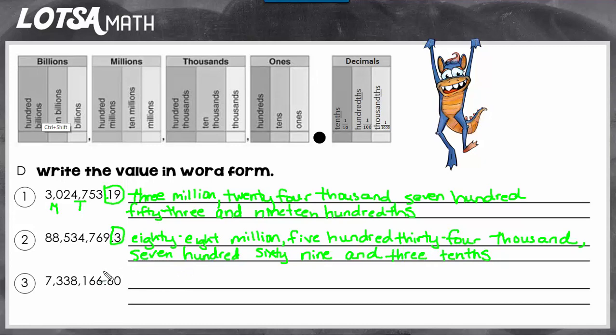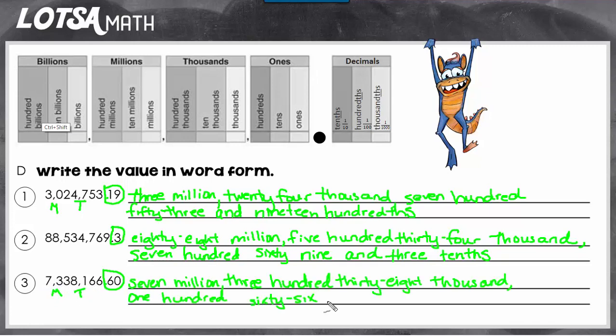Okay, let's look at one more example. Remember, first you find the decimal and just sort of isolate that and save it for last, and then do this just like you normally would. So ones, tens, hundreds, thousands, 10,000s, 100,000s, millions. You can remember your comma words, thousands, millions, billions. And then just read the number in the period and follow it by the comma word, and you'll be able to write the word form easily. So in this case, it's going to be 7,338,166.